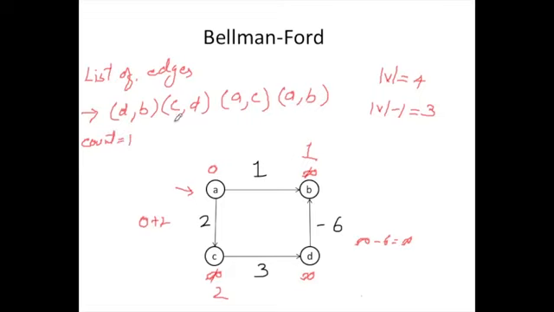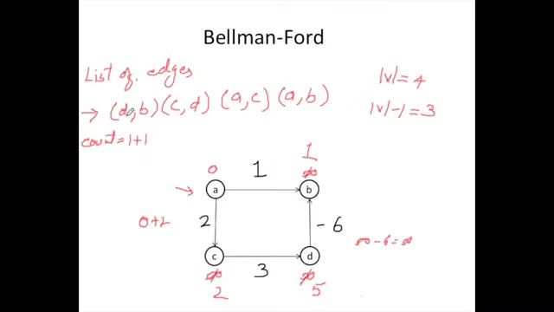Now let me repeat once more. D to B. D is infinity, infinity minus 6 is infinity and that is 1, so it will not change. C to D. 2 plus 3 is 5. Right? So this will change to 5. Then A to C. 0 plus 2 is 2 and it's already 2. A to B. 0 plus 1 and 1, it is already 1. So I have done it for 2 times.